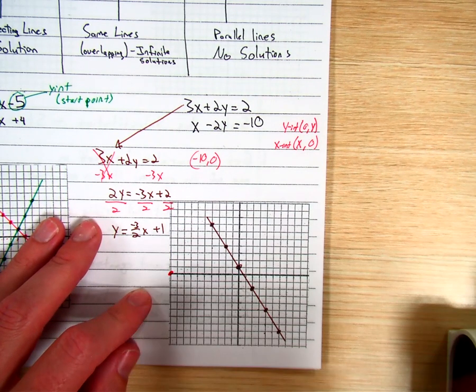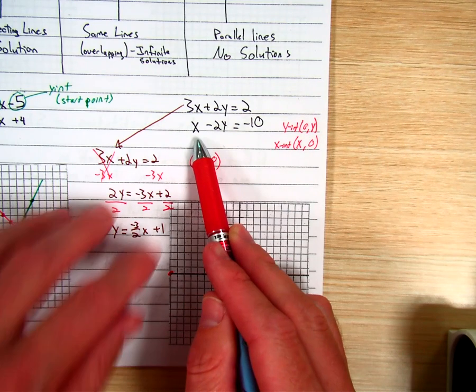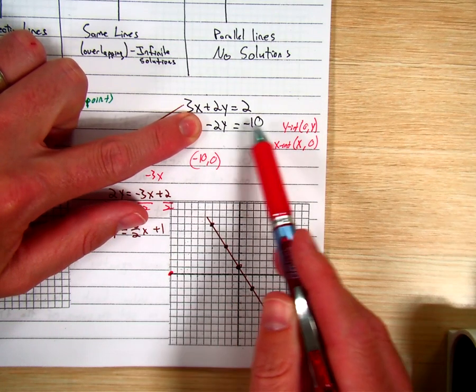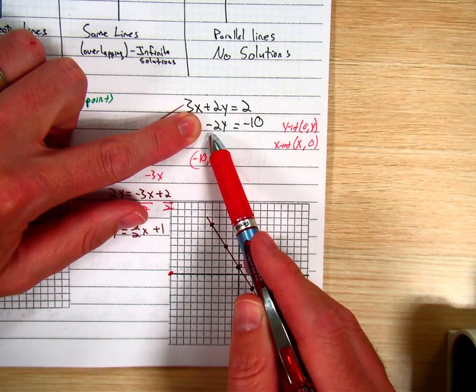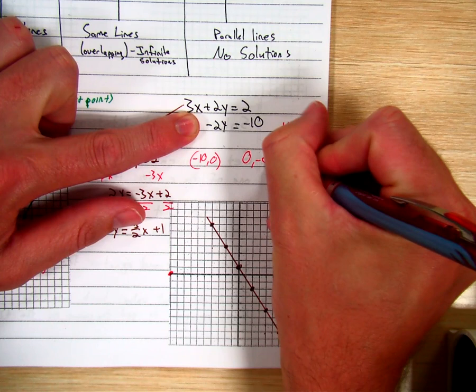Your y-intercept, 0, y. Plug 0 in for the x. It's gone. Negative 2y equals negative 10. What times negative 2 would be negative 10? How about a negative 5? 0, negative 5.